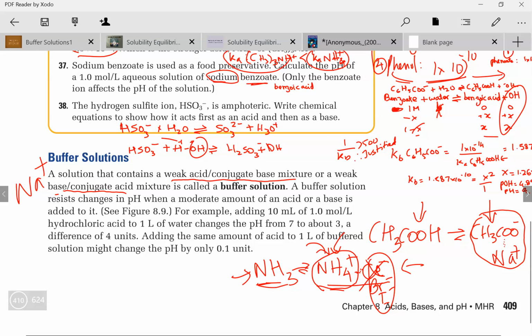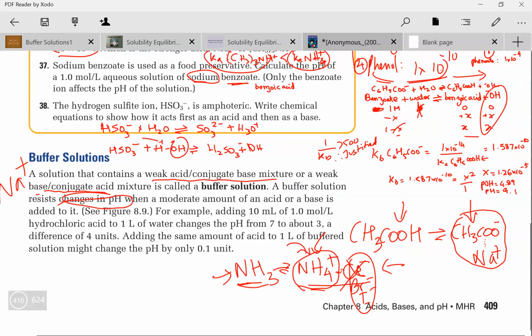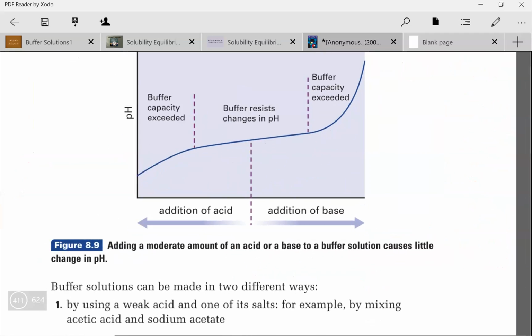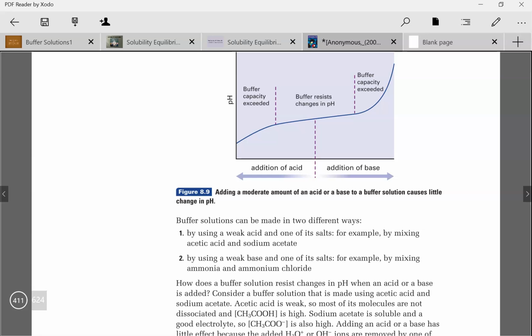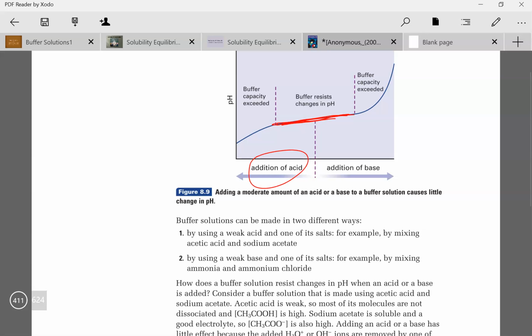So what do buffers do? They resist changes in pH. We're going to talk about how they resist changes in pH. We have a region where addition of acid or addition of base does not change the pH, until the buffer breaks, or the capacity of the buffer is exceeded, after which there is a sharp rise or sharp drop in the pH.